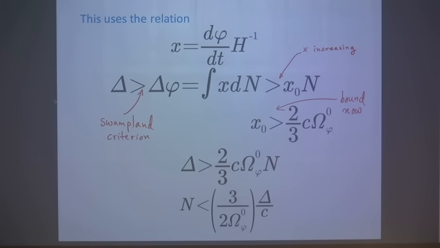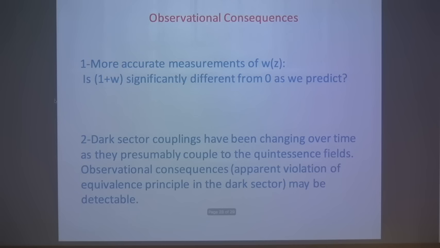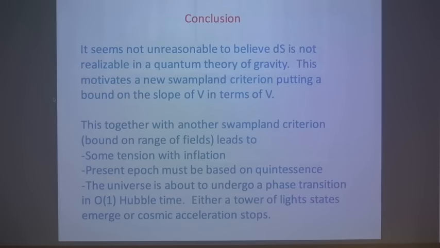So, a simple argument. I have run out of time, but let me just say what the observational consequences are. First of all, it suggests that we should do more accurate measurements of w of z, and see if 1 plus w is significantly different from 0 today, as we are predicting. The dark sector couplings have been changing over time as they presumably couple to the quintessence field. Observational consequences of this would be an apparent violation of the equivalence principle in the dark sector, which would be very interesting to detect. So let me conclude.